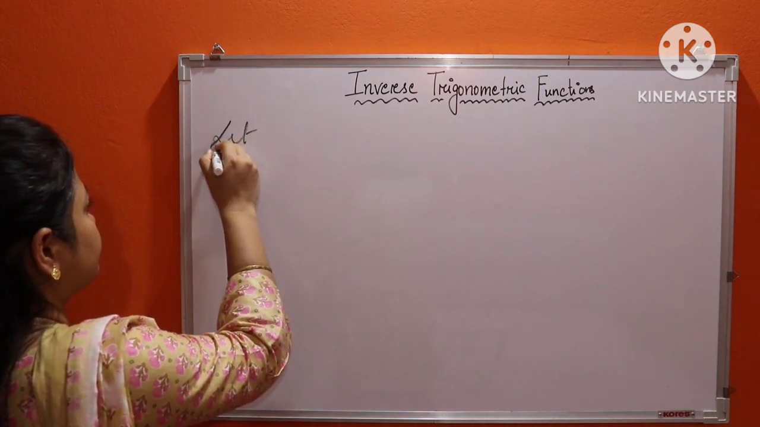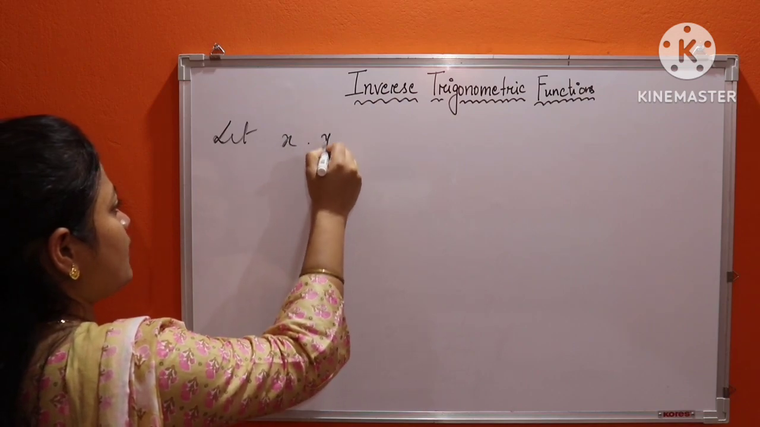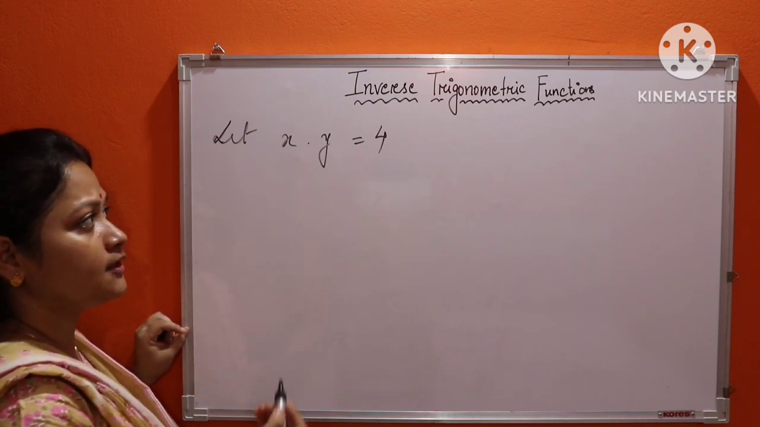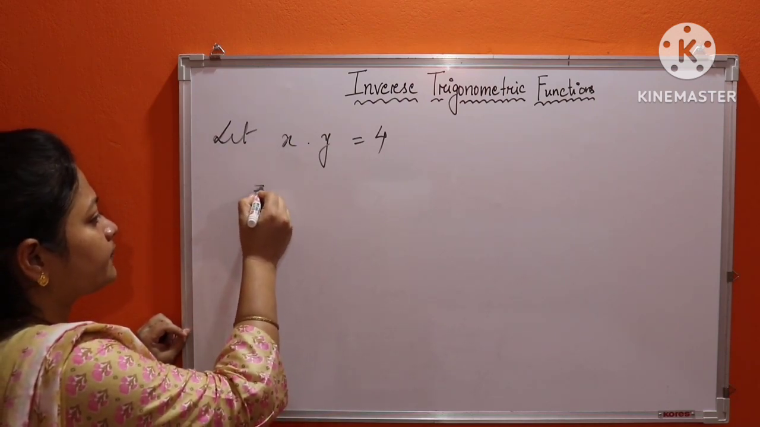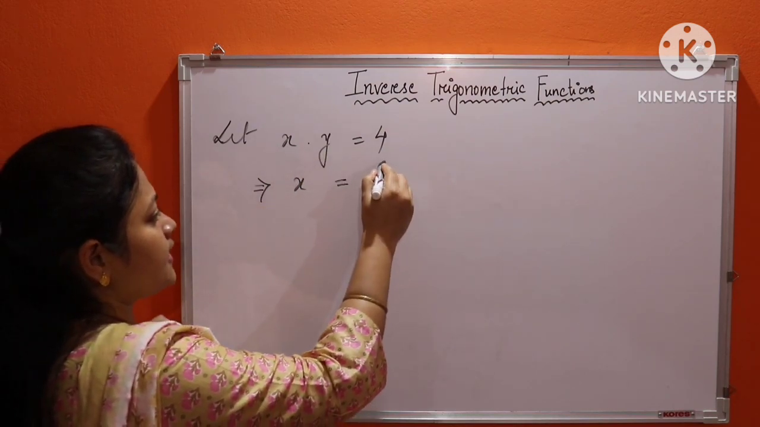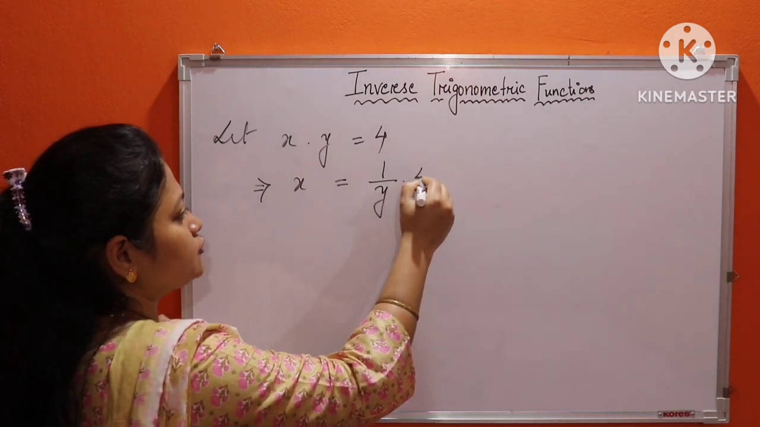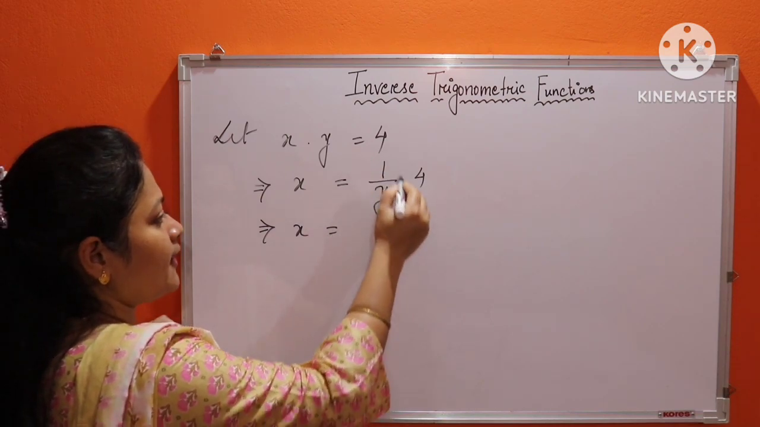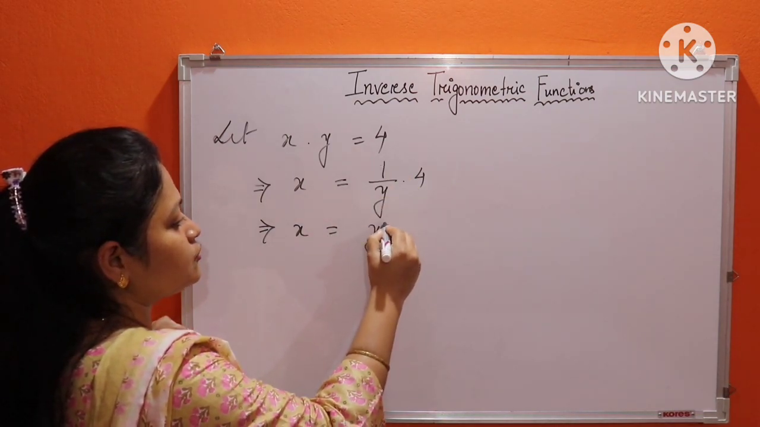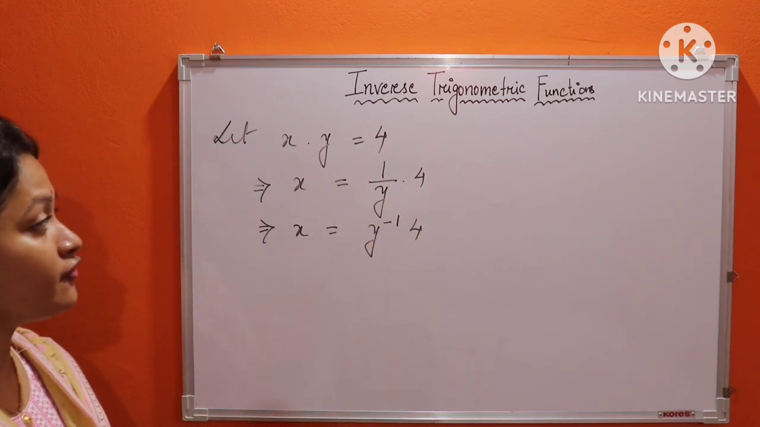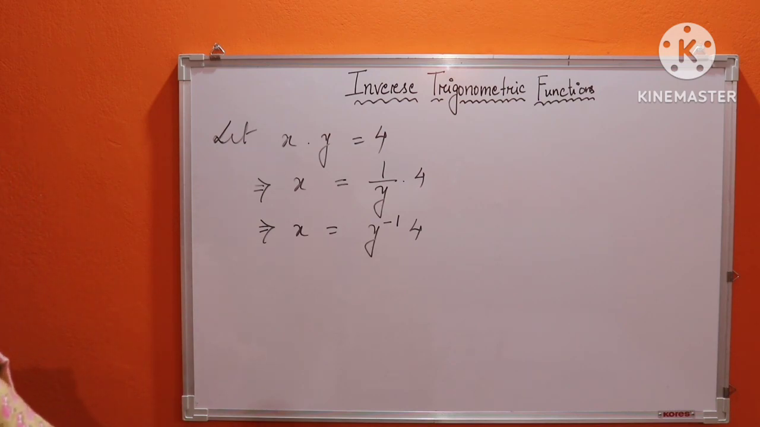Let x into y be equal to 4, just a simple example without trigonometric functions. To find the value of x, I'll take this y to the other side, which will become 1 by y into 4, which I can write as y to the power minus 1 into 4. In case of normal numbers, normal variables, I can write this.